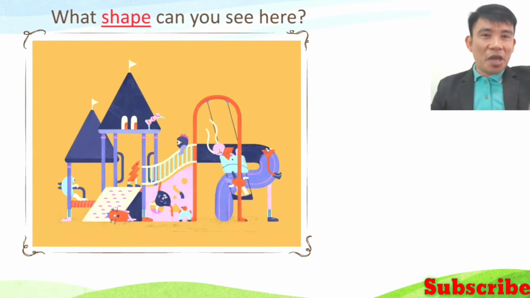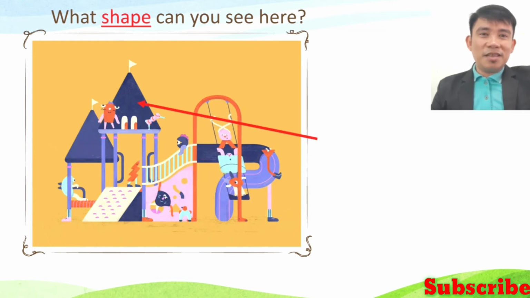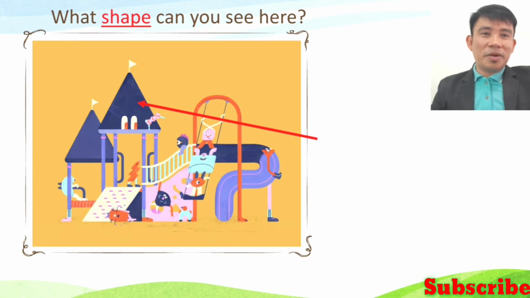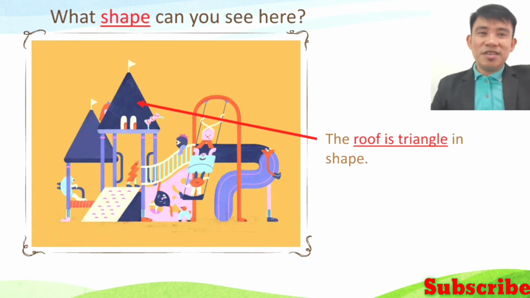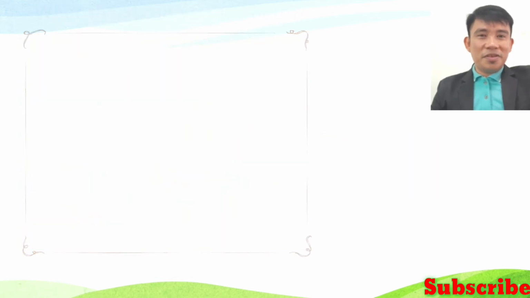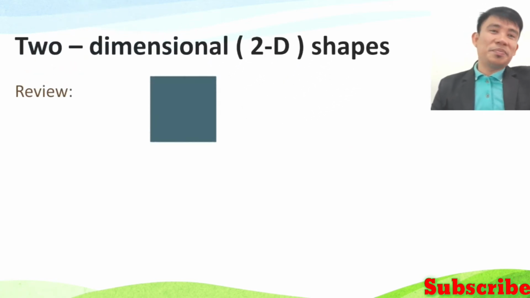Now, in this picture, what shape can you see in here? Can you see any shape in here? Yes? A roof? What is the shape of the roof of this in the playground? It's a triangle. So the roof is triangle in shape. Very good job.